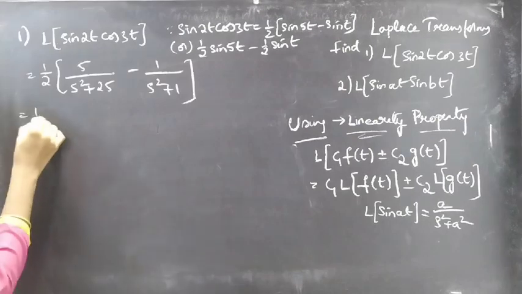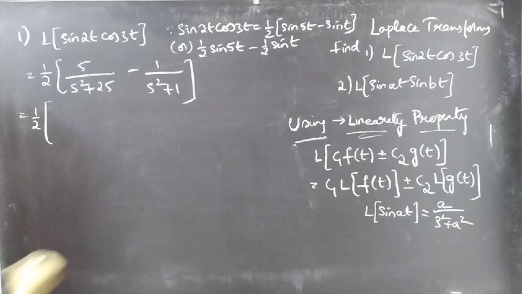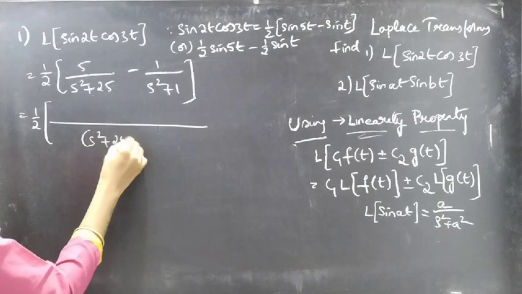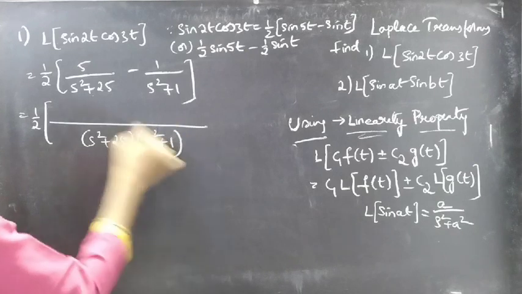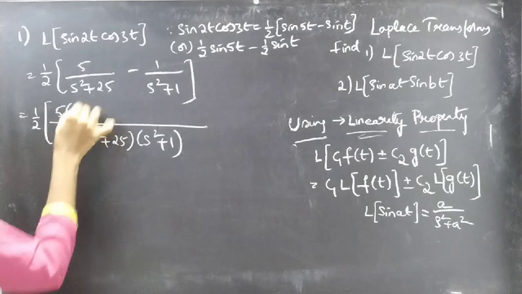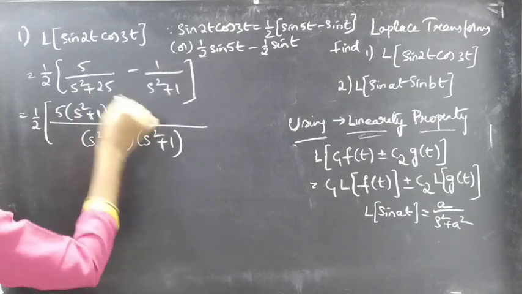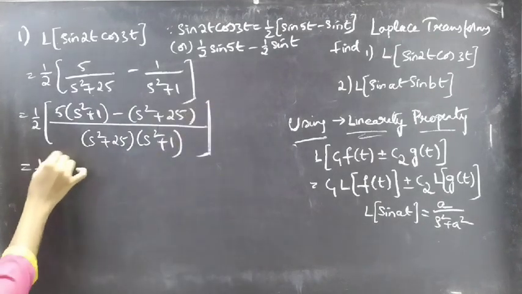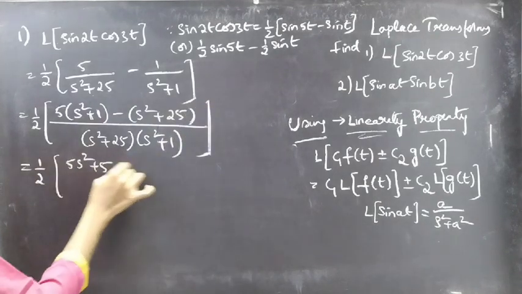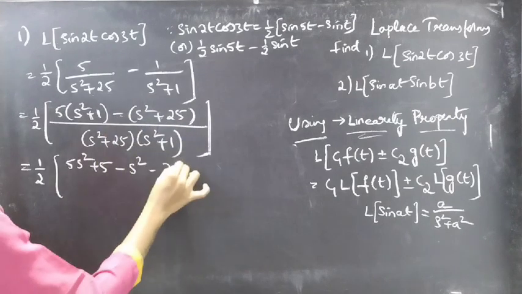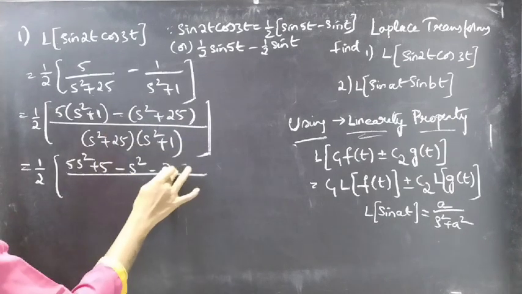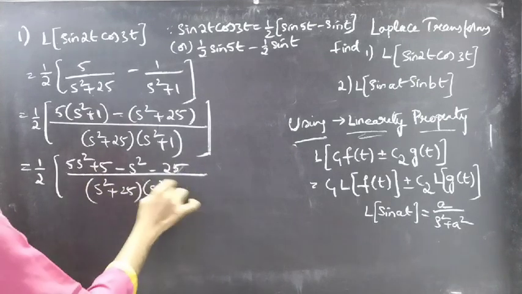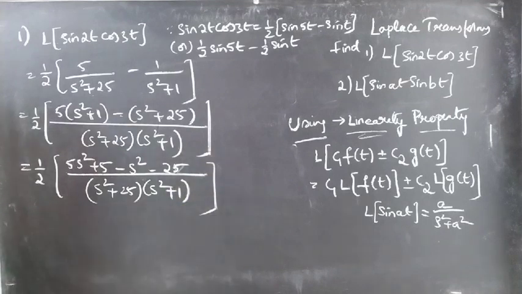This is equal to 1 by 2 into, now take the LCM of s square plus 25 into s square plus 1. You'll get s square plus 25 into s square plus 1, in the numerator 5 into s square plus 1 minus 1 into s square plus 25, right? This gives us 1 by 2 into 5 s square plus 5 minus s square minus 25 by s square plus 25 into s square plus 1, right?